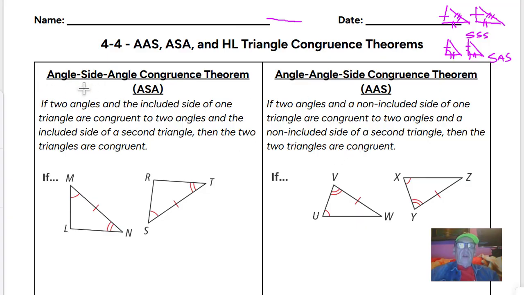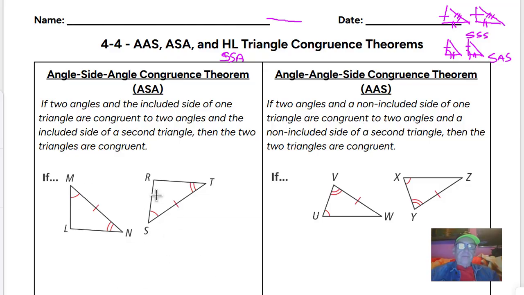We're moving on today to talk about angle, side, angle, angle, angle, side, and hypotenuse leg, which is side, side, angle. But hypotenuse leg only works for right triangles, and we're going to see that that's actually the hypotenuse and the leg of a right triangle.